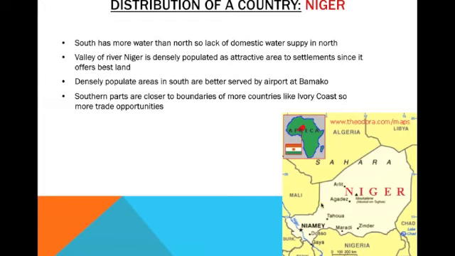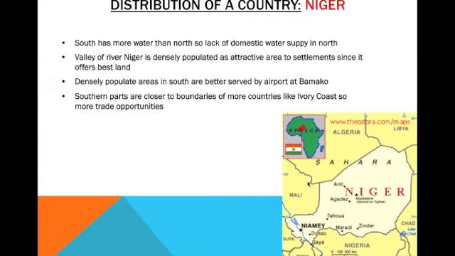The valley of the River Niger is densely populated as it's an attractive area to settle, since it offers the best land, not only because it has water, but also for farming. It's very, very fertile land. So along the River Niger, there are heavy, densely populated settlements.